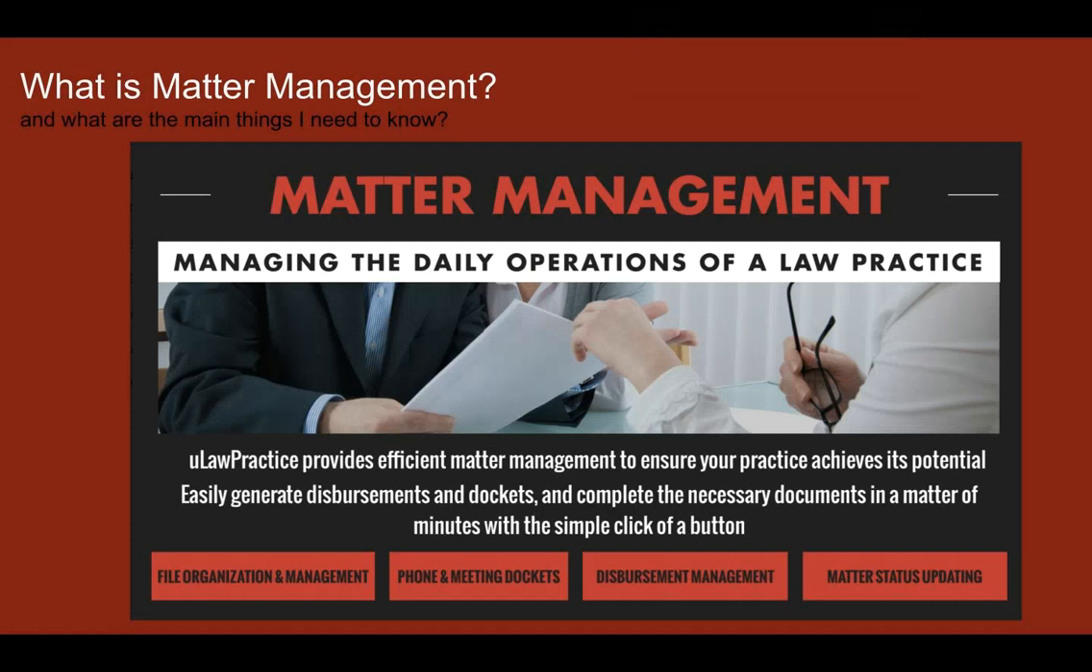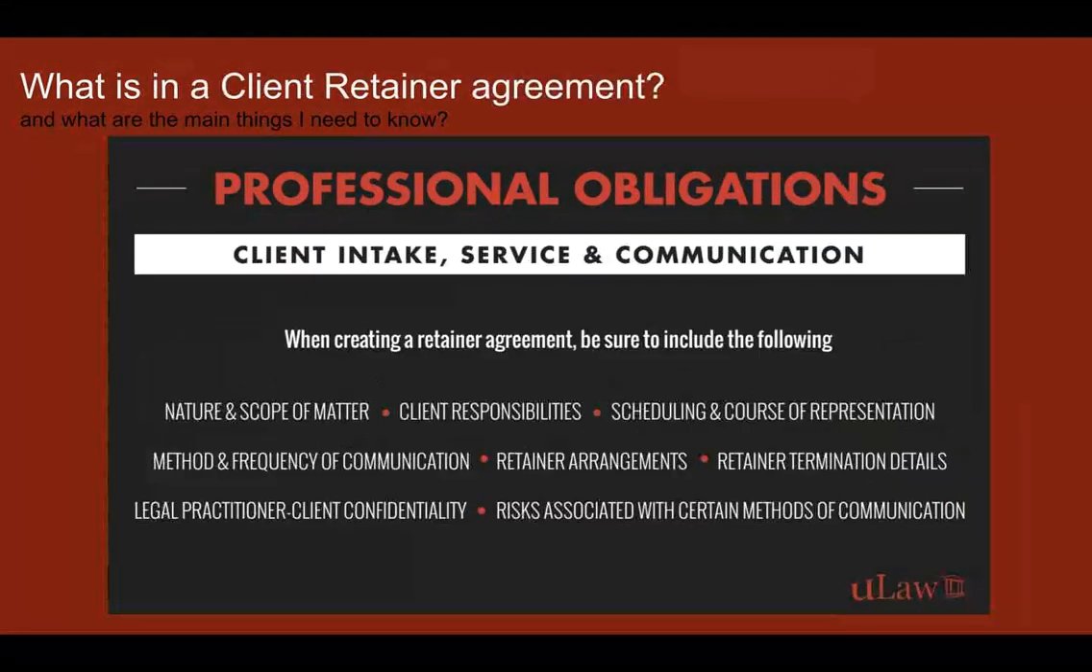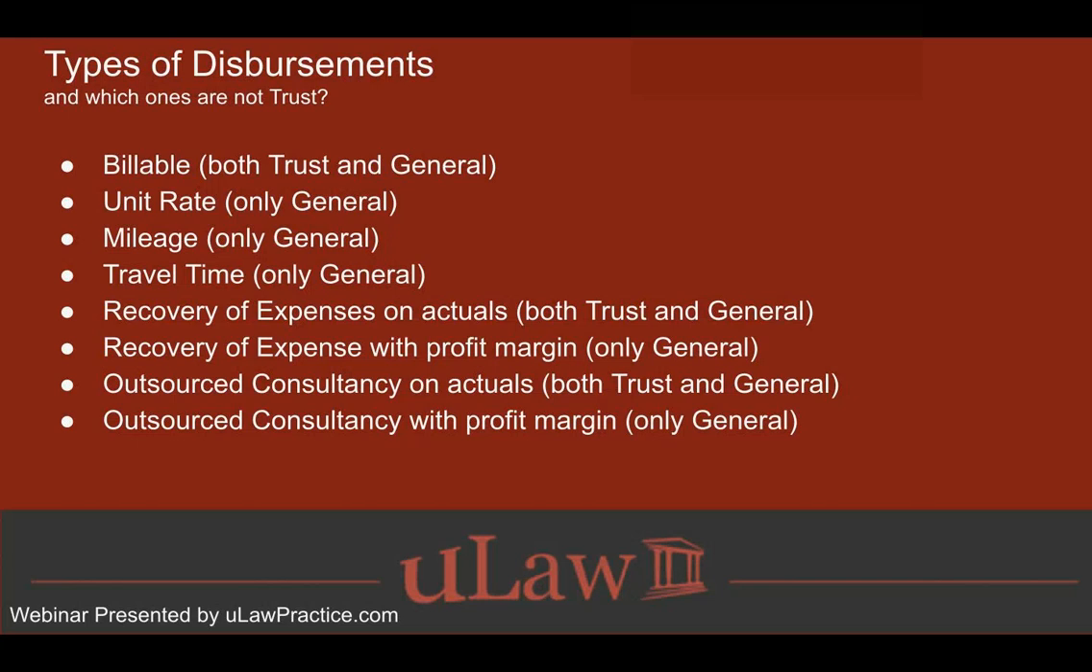And as you progress with the file, you might incur some disbursements like filing fee, application fee, court fee, printing, photocopies, whatnot. So as you progress, you would decide how you want to enter these disbursements, whether you want to enter them as billable paid from trust or general, or whether these photocopies are entered as unit rates, which is mostly general, or whether these are mileages or your travel time, again only general. Anything actual can go out of trust or can be recorded as if spent from trust.